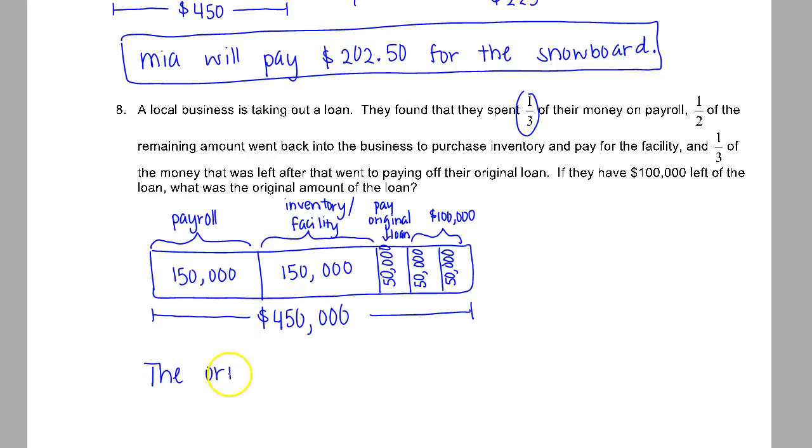So we can answer the question, the original amount of the loan was $450,000.